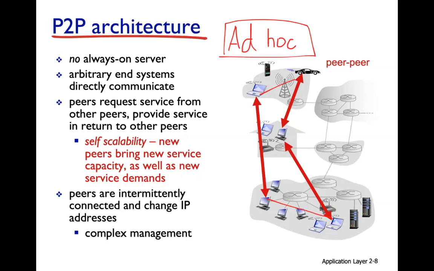This ad hoc connection is what we use in some places, for example within a mountain area where it's hard to build a base station, but you still want to communicate with a group of people. Then you can use an ad hoc network and let one computer or one person connect to the satellite and communicate to the outside. So this is an ad hoc network.